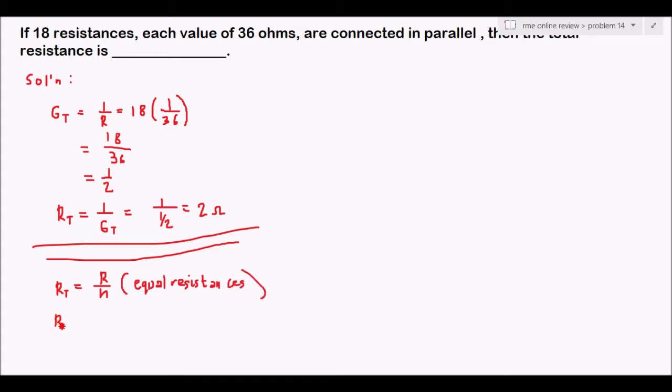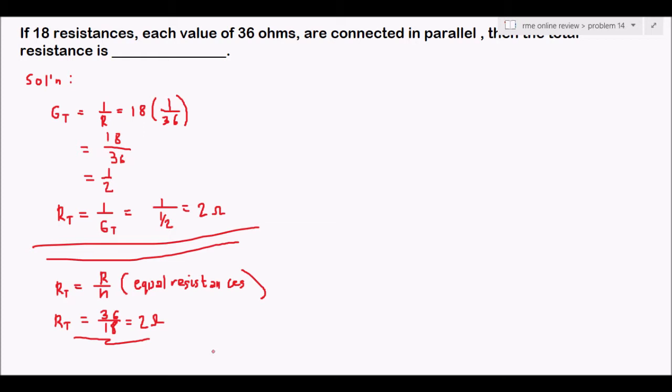So we could now solve our problem. Our R is 36. Our N is the number of resistances connected in parallel, which is 18. So 36 over 18 is equal to 2 ohms, and this is now your answer. You can use the first solution or the second solution, whichever you use is okay.